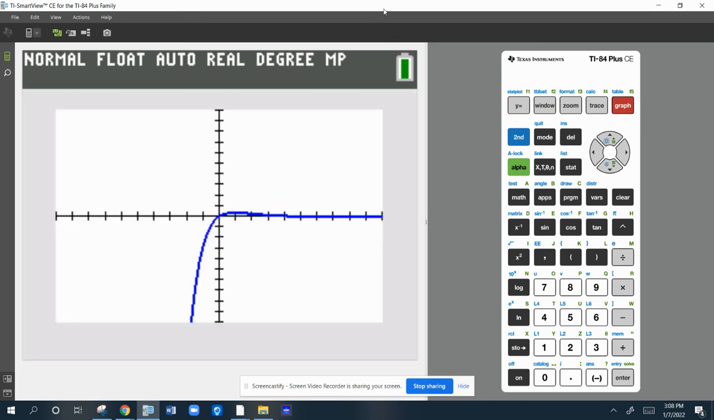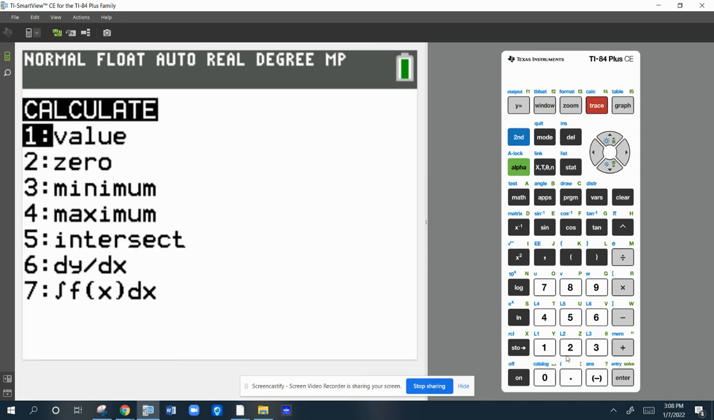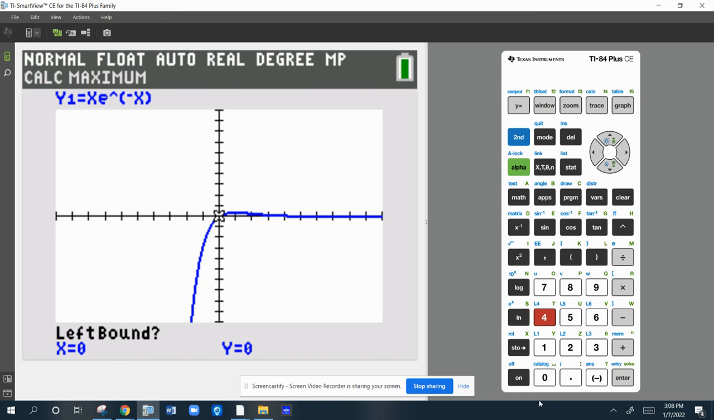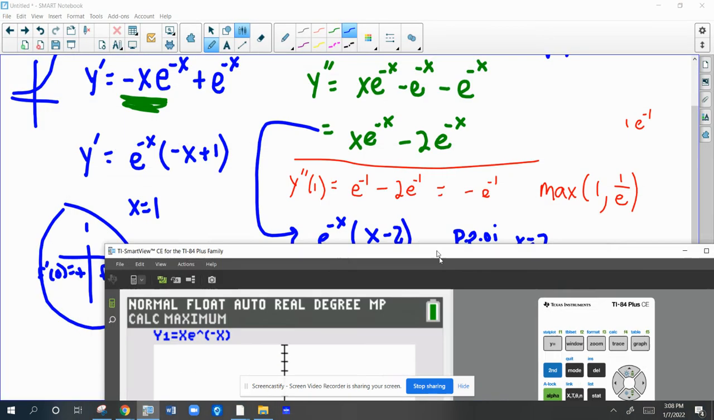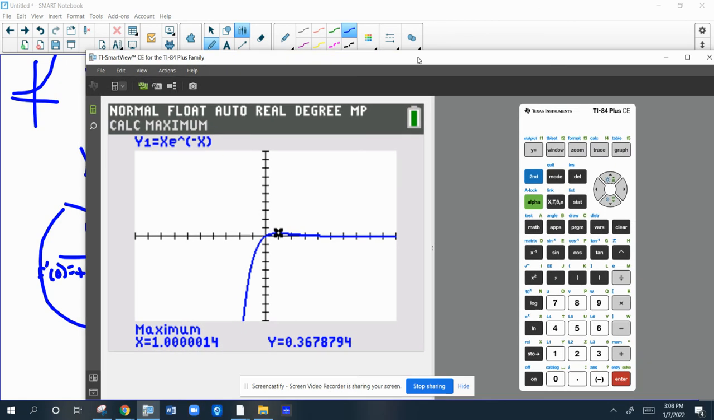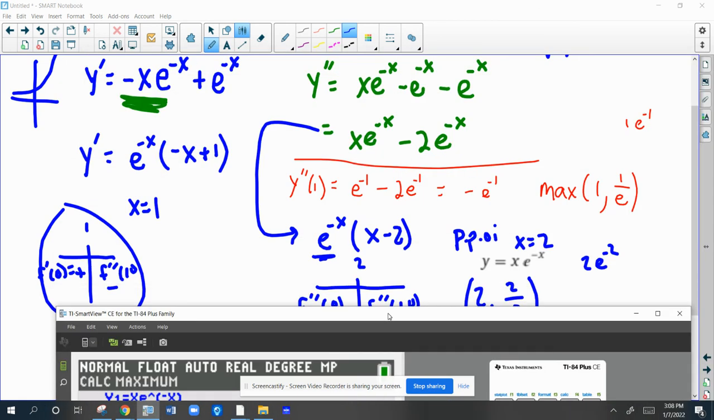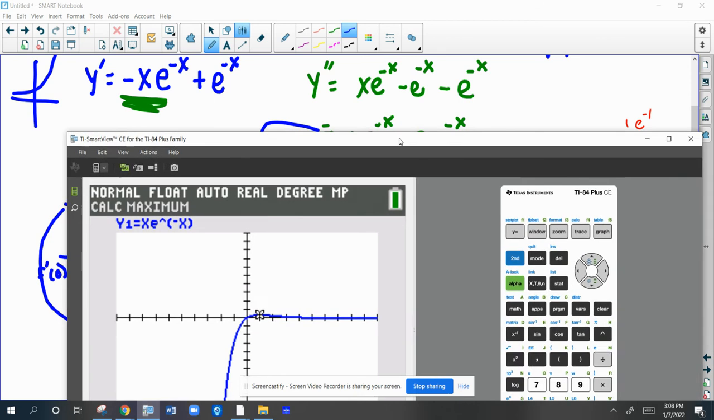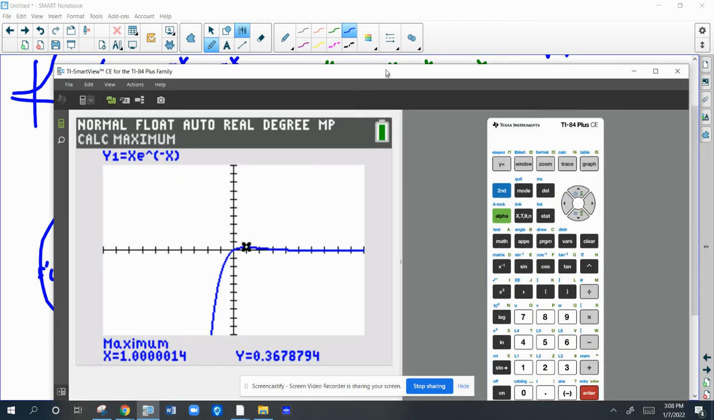So that's what the graph looks like. It looks like it has a max at 1. I'm going to just quickly calculate the maximum from 0 to 3. So it says 1, 0.367. So 1 over e is about 0.367. That's like 1 over 2.7, so that makes sense.